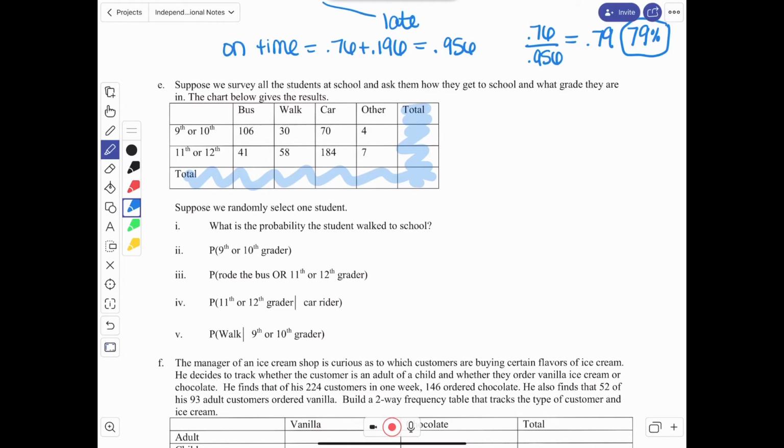So when you see a two-way table, you need to fill in your totals, okay? So that's the first thing that we're going to do here, okay? So let me get rid of these marks here, okay? So we're going to fill in our totals, okay? So you just go across, you add everything up. So our totals here are going to be these numbers.